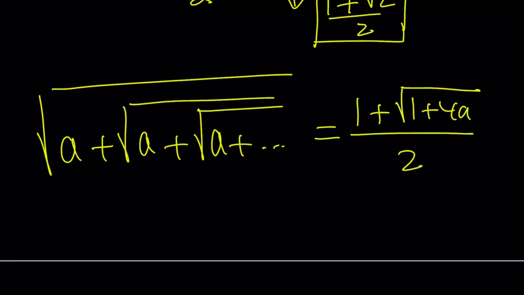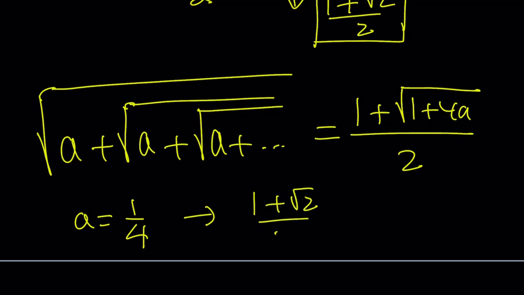It just comes from the same thing. If you set it equal to x and square both sides, you get a quadratic equation. You solve and take the positive solution, and you're going to end up with this. If you apply it to our example, a equals 1/4 is going to give you 1 plus root 2 over 2.